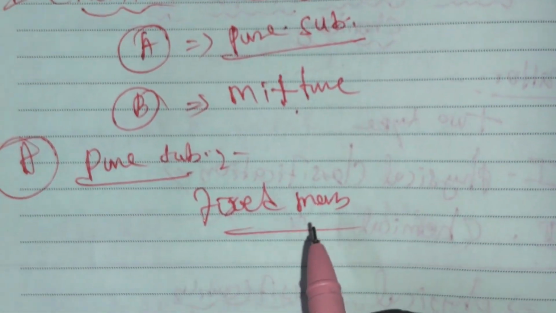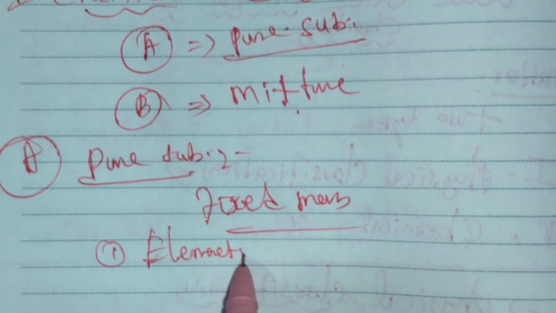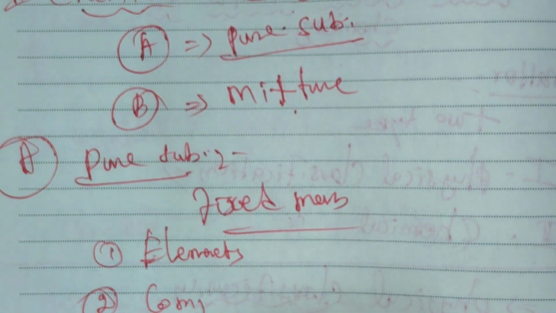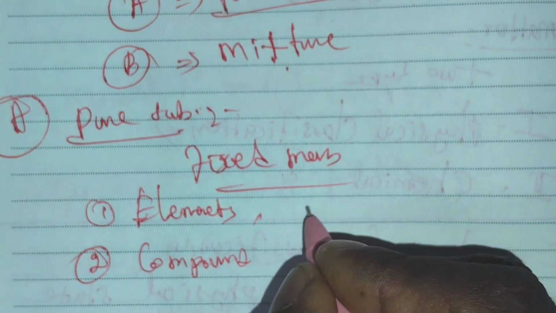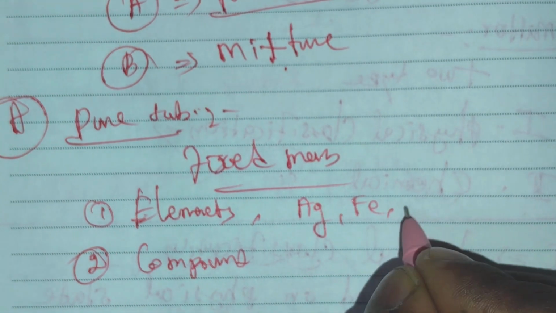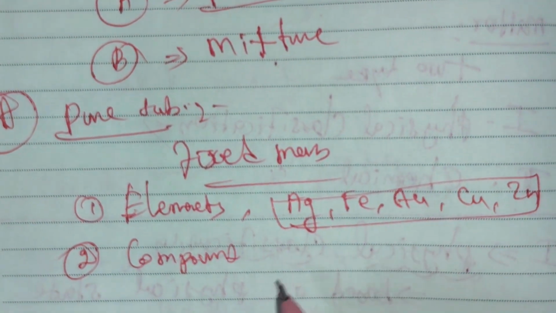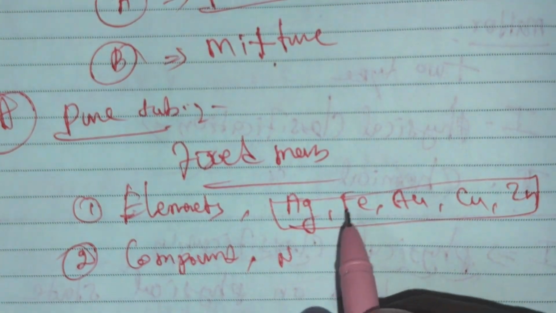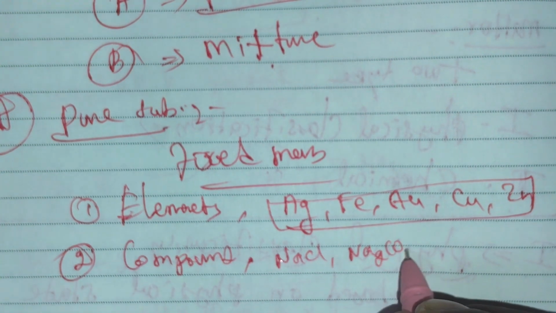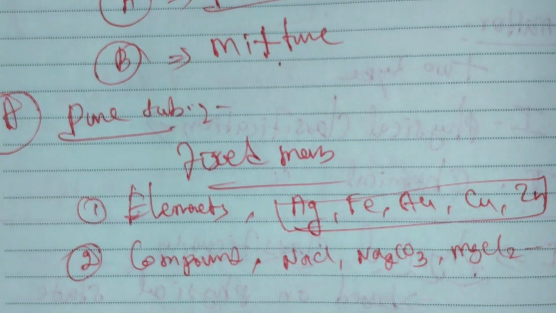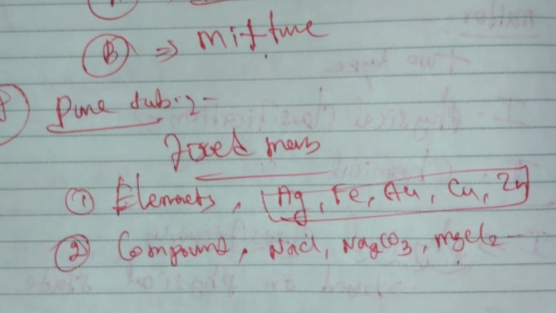This pure substance is classified into two types: one as elements, and the second category as compounds. For example, very familiar elements are silver, iron, gold, copper, zinc. A compound is formed when more than one element combines, for example sodium chloride, sodium carbonate, and magnesium chloride. So under the category of pure substance, we have elements and compounds.